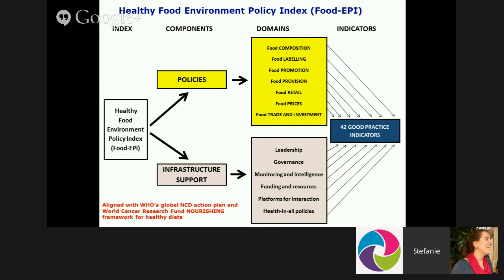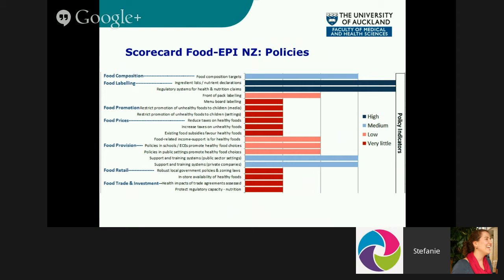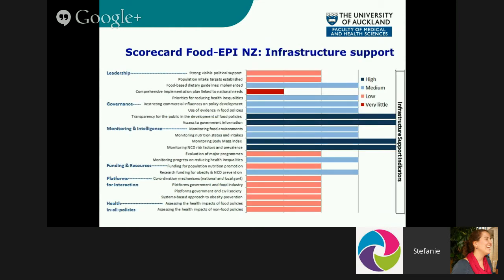The whole idea is to bring together a comprehensive expert panel of public health experts in the country who then rate the extent of government implementation for each of these indicators against best practice. This is, for example, what the scorecard looks like for New Zealand for the policy component. I'm not going to go into details, but mainly you can see the implementation gaps. The extent of implementation is divided into high, medium, low, and very little for each of the indicators, and then the same for the infrastructure support indicators.